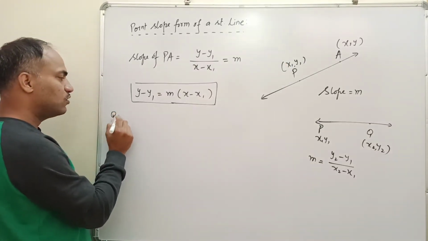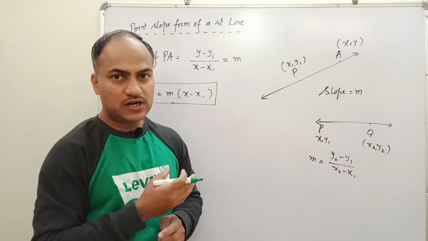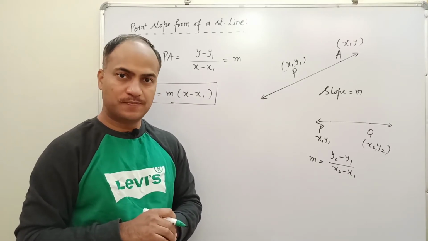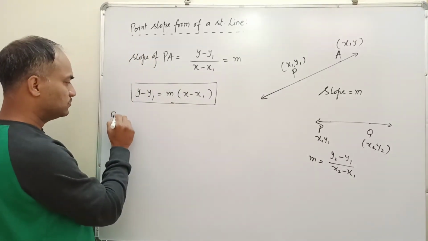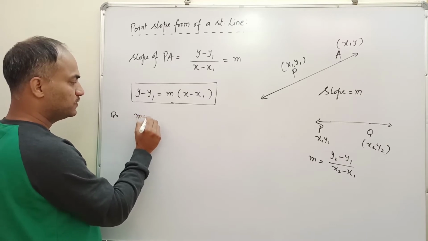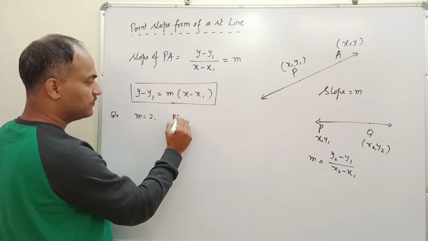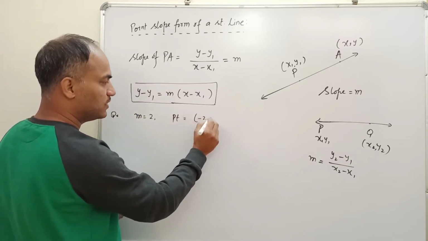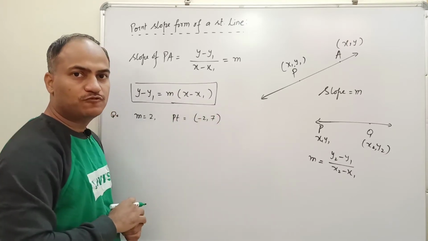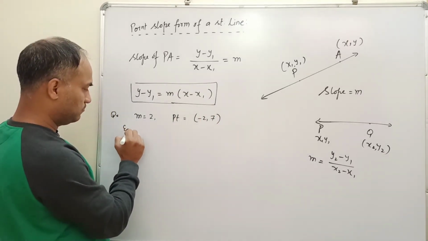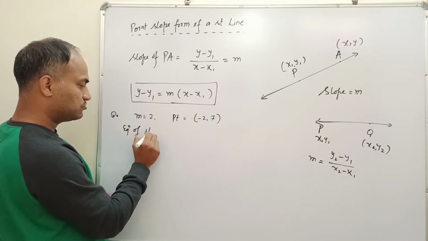Now let us see how we can do some questions related to this topic. Suppose we take slope equal to 2 and one point given to us is (-2, 7). Then we have to find the equation of the straight line.